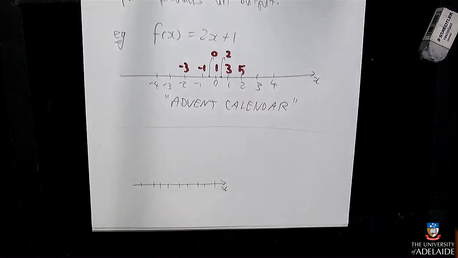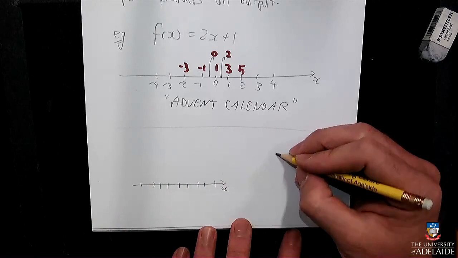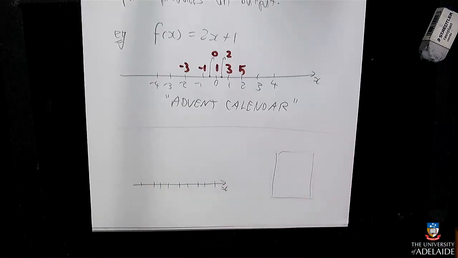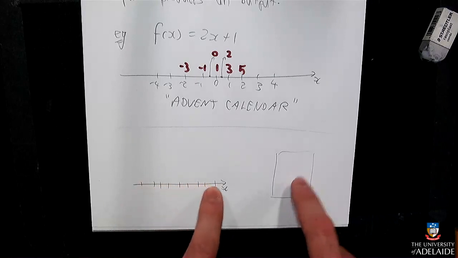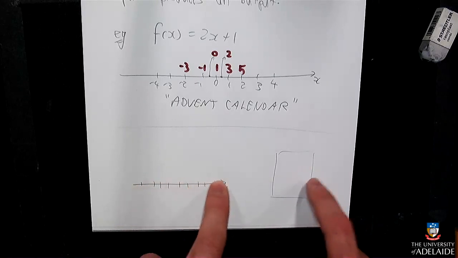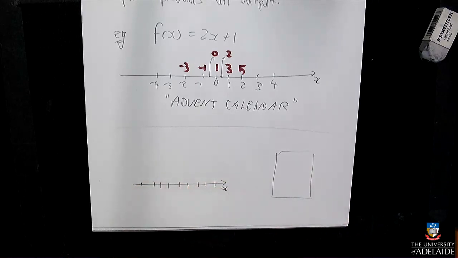And what I'm going to do is imagine having my window open and seeing that number change as I move along. So as I move along here, the number that's here changes as I move back and forth. That's my advent calendar picture. But instead of having the written number there, I'm going to draw another number line.